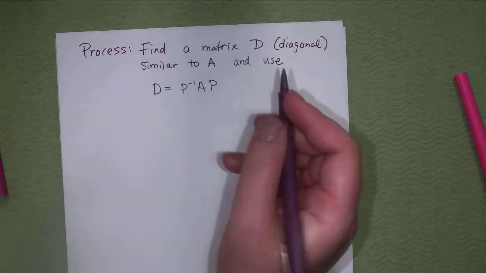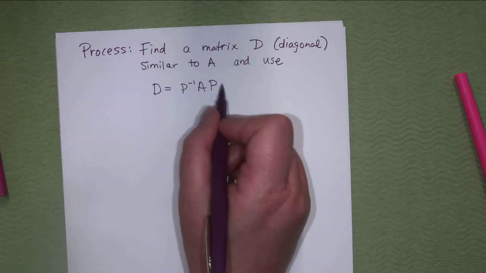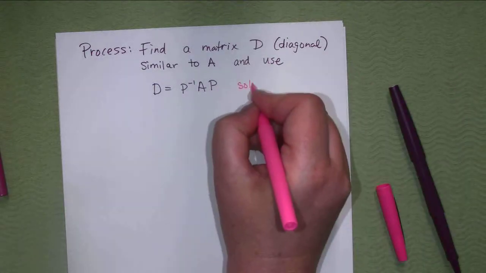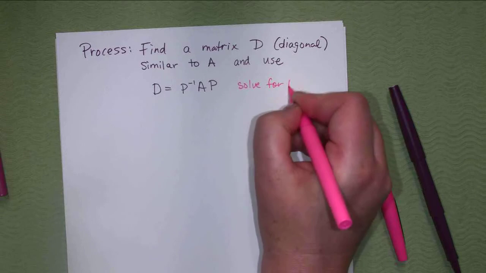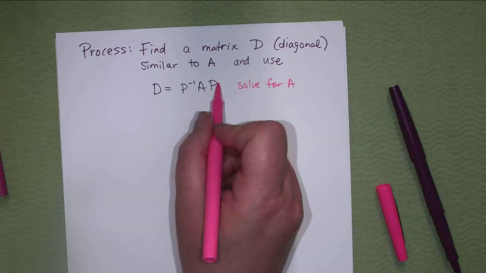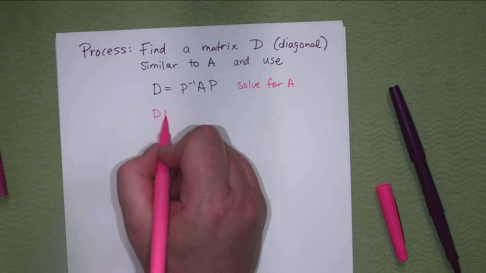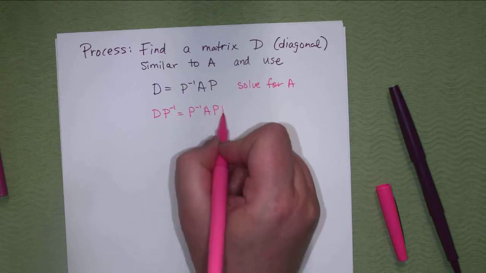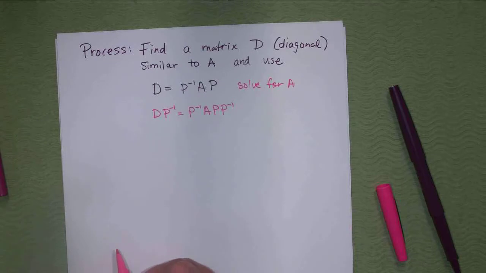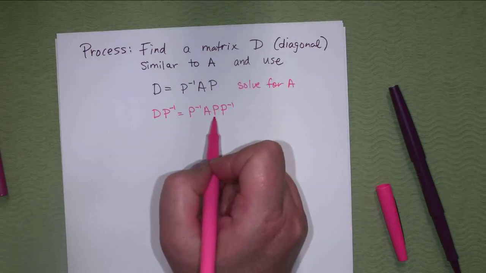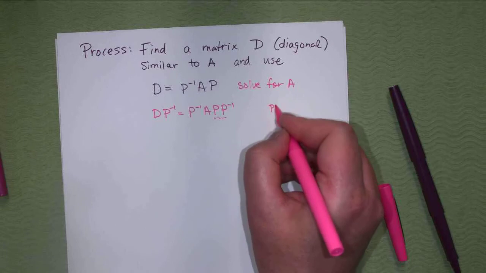How do you get rid of the P on the outside or the end of this? What do you do to both sides, if we want to solve for A? If we want to solve for A by itself, we need to multiply by P inverse on the outside, or on the end. So why would that help? What's P times P inverse?